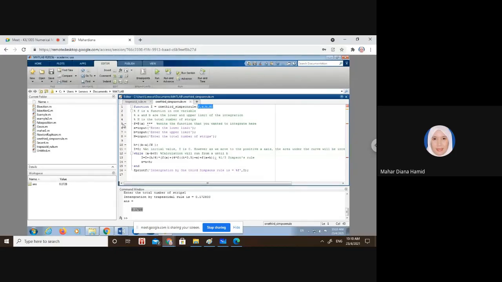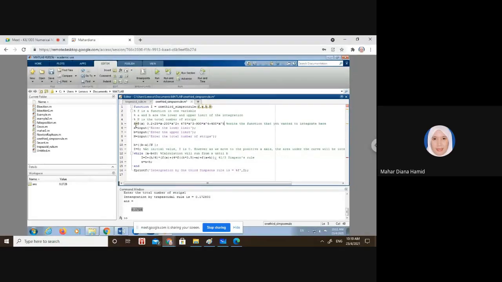Anyway, now from line number 5 here, this is the function that we wanted to integrate. Since we are going to use the similar function that we used in the previous trapezoid rule, we just copy paste that one.